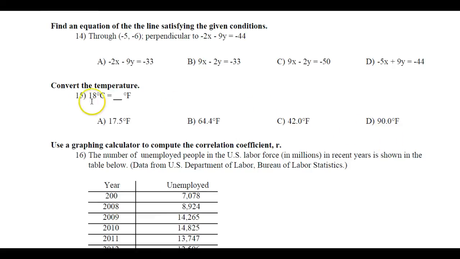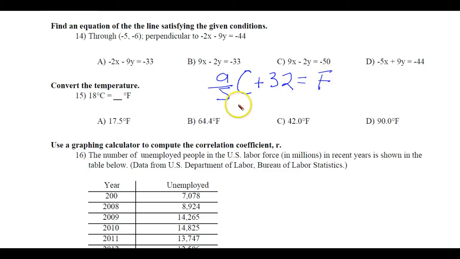Now for number 15, in the other test they gave us the formula, but here they're not giving us a formula to convert things. So I went online and I didn't remember it. I'm not sure what they would do, or that you should have that formula, but it's 9/5 C plus 32 equals Fahrenheit.